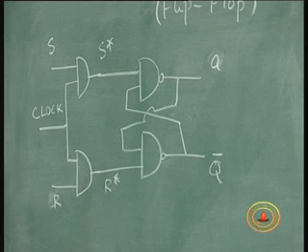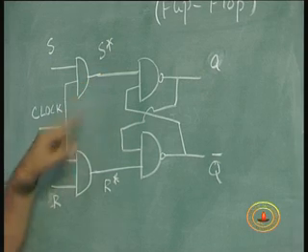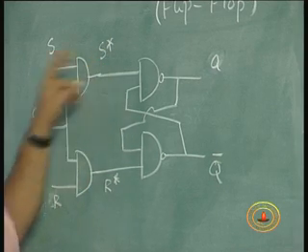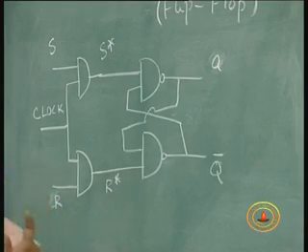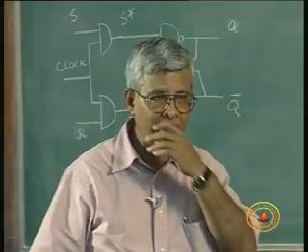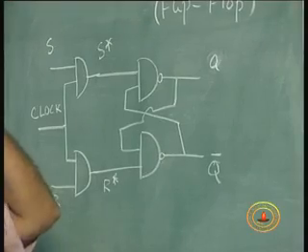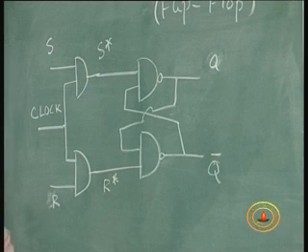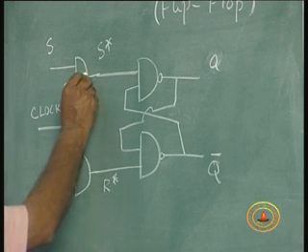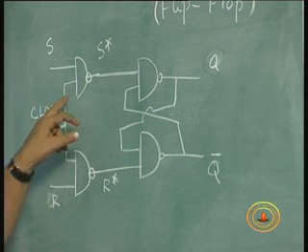If clock is high, S and R get reflected here: S star is the same as S, R star is the same as R. If clock is 0, S star and R star are both 0. We do not want that. We want this to work only with the gating possibility, and I can also remove that combination of S bar R bar by putting a NAND gate instead of an AND gate.